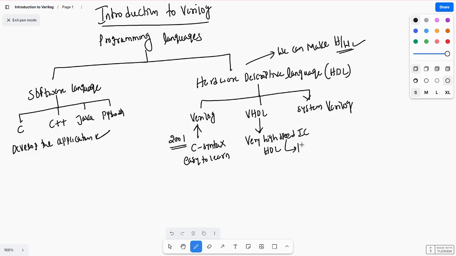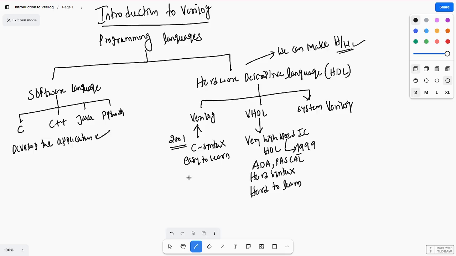This is standardized by IEEE around 1999. This is an old language only. It follows old languages like ADA and Pascal, and hard syntax will be there, and this is hard to learn.